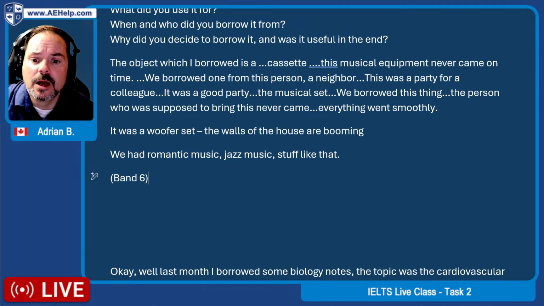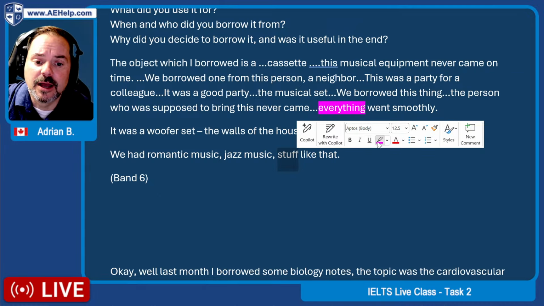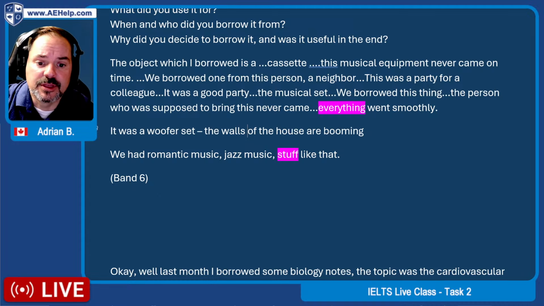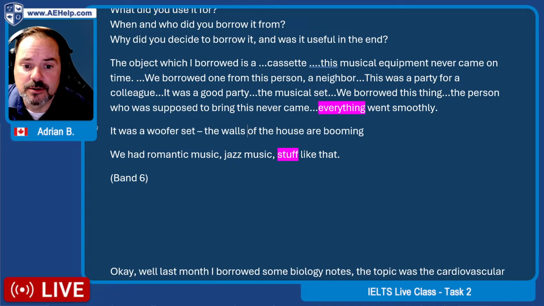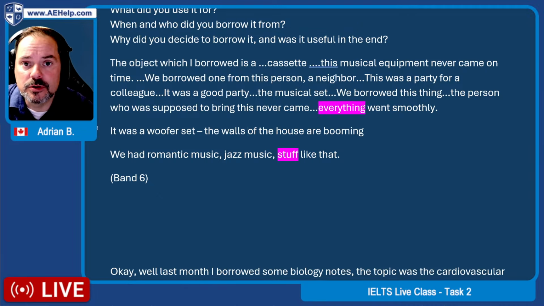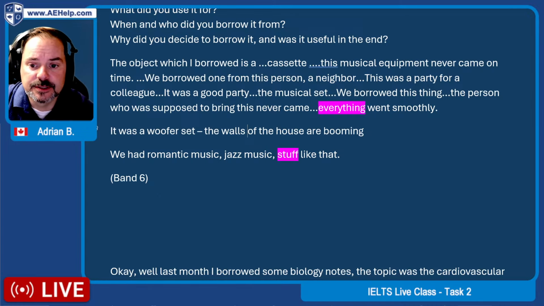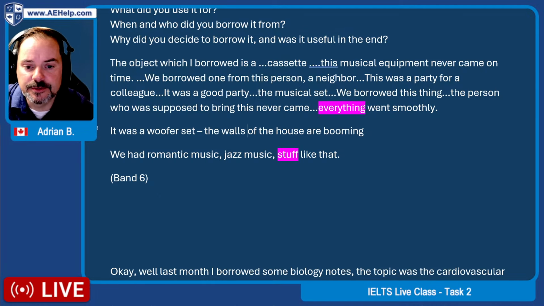So you use the words thing, something, everything, stuff. These words are very confusing, especially when we use a lot of these words. So using words like stuff, everything, something, thing, then it starts to get really confusing what we're actually talking about. Okay. So you borrowed some musical equipment. Musical set can be understood in a lot of different ways, so it's quite unclear.